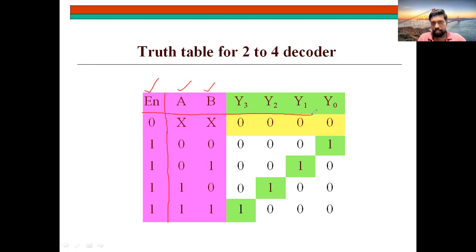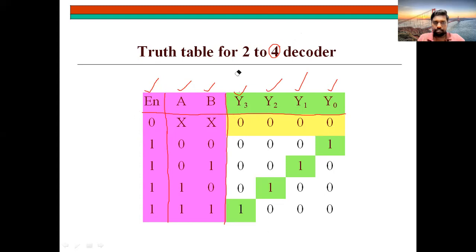You can draw the particular table which differentiates the enable input, normal inputs, and outputs. This is the enable input, which is only used for making the circuit on or off. These are the normal inputs, and these are your outputs. How many outputs will you have? 4 outputs, which I took as Y0, Y1, Y2, and Y3.